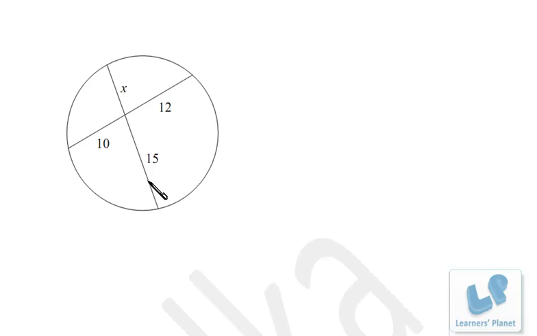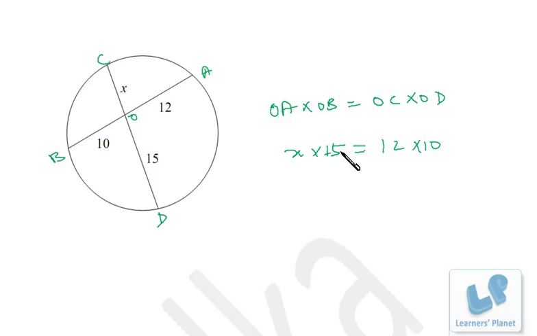Now one more property you have to keep in your mind. See, there are two chords in this circle. They are intersecting at this point. Suppose this is O, A, B, C, D, right? So one property is there. This OA into OB is equal to OC into OD, right? So that means if two chords are intersecting inside the circle, the product of their segments is equal, right? So OA into OB is equal to OC into OD, right? OC is X, OD is 15, OA into OB is 12 into 10.